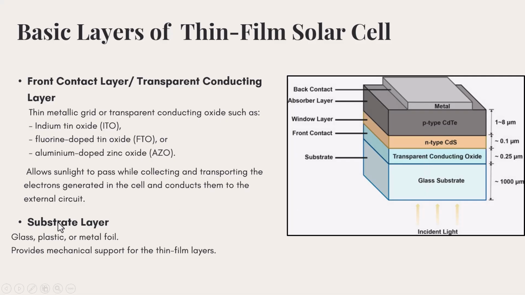Lastly, we have the substrate layer. The substrate layer, as you can see here, is either made up of glass, plastic, or metal foil. What it does is to provide mechanical support for the thin film layers.